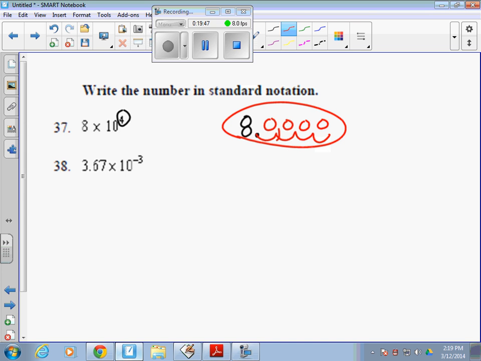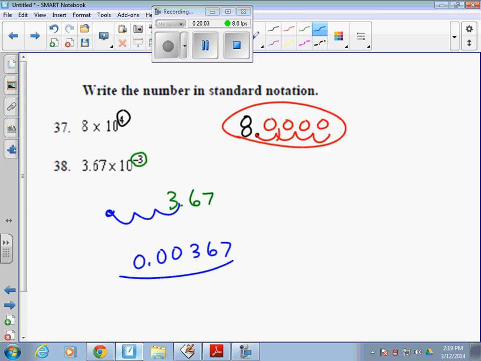3.67 times 10 to the negative third. It is a negative exponent. It moves the other direction. It makes a very small number. So you have 3.67. You want to move it over 3 times, once, twice, 3 times, that way. So 0.00367 for number 38.